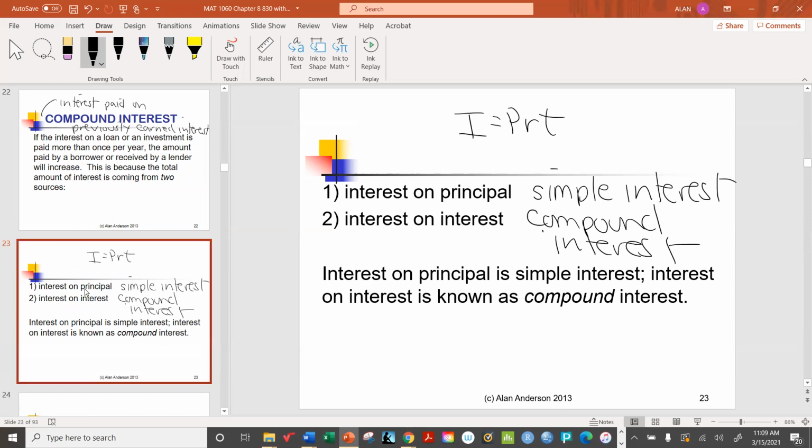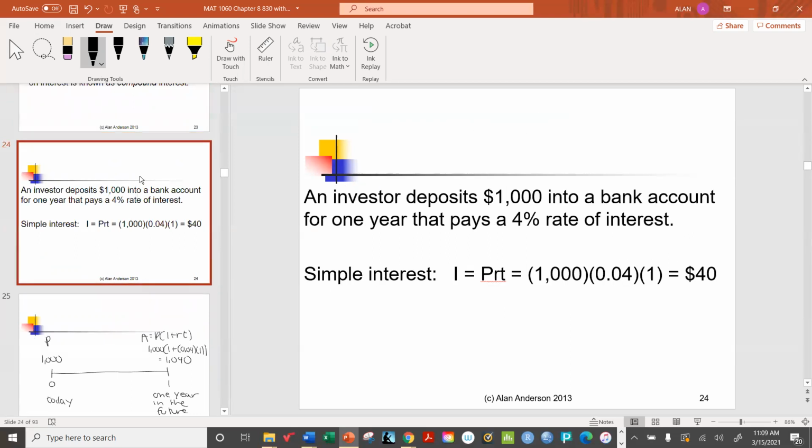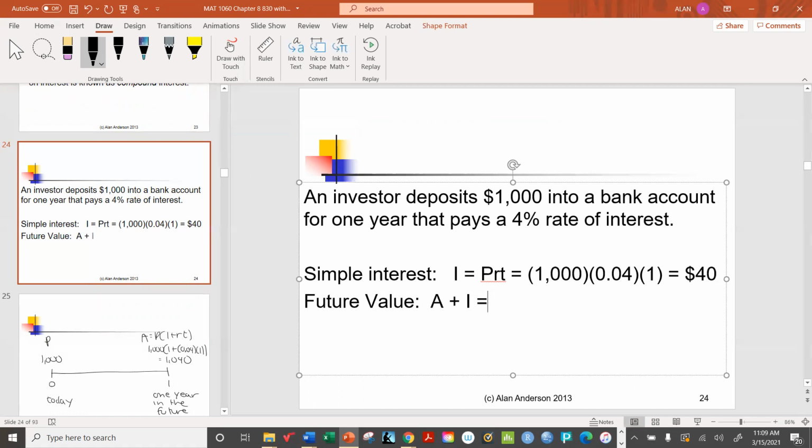Okay, so why don't we step aside and take a look at an example where an investor puts $1,000 into a bank account for a year that pays 4%. Well, fine, we've done this before, and you can see using our simple interest formula, we should have $40 worth of simple interest at the end of the year, and our balance, of course, at the end of the year you can solve it once again as A equals P plus I, which is 1,000 plus 40 equals 1,040.